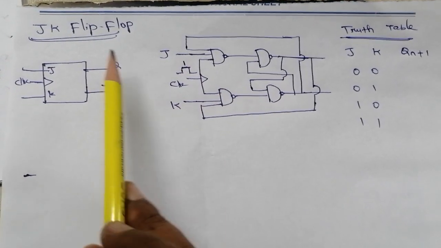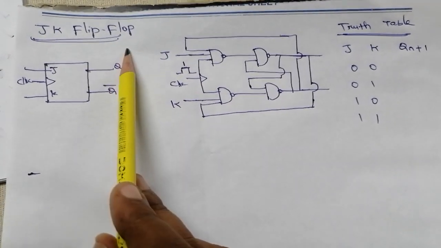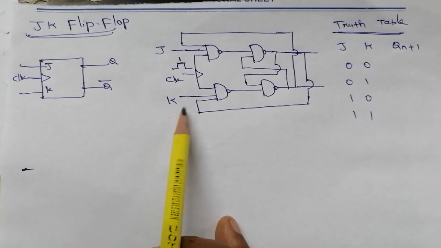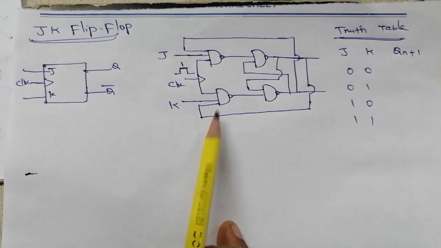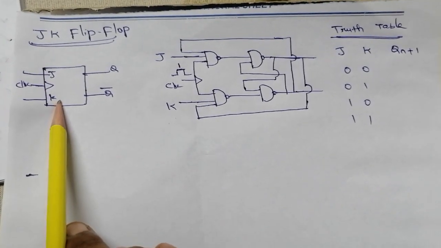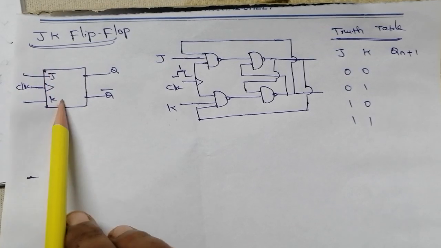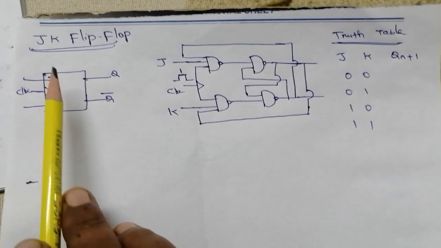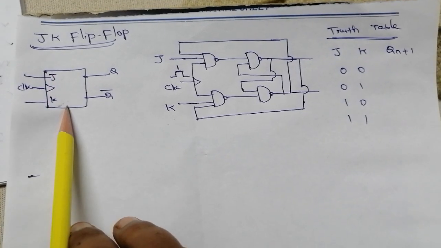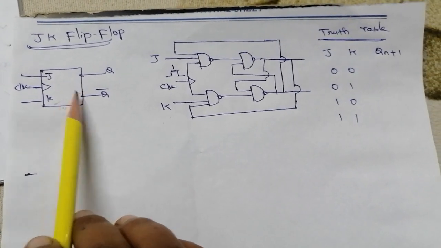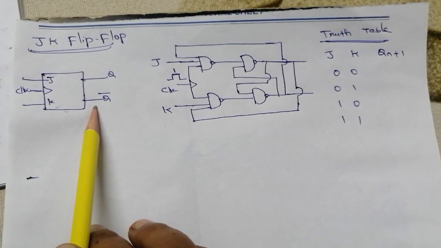Dear students, today's topic is the JK flip-flop. It is an alternate way of eliminating the forbidden condition in the SR flip-flop, right? Here, the inputs J and K behave like the inputs of the SR flip-flop to set and reset the flip-flop. When both inputs J and K are equal to 1, the flip-flop switches to the complement state, right?